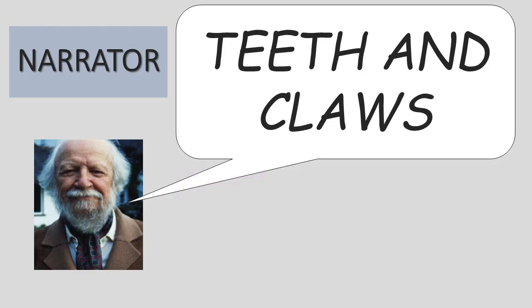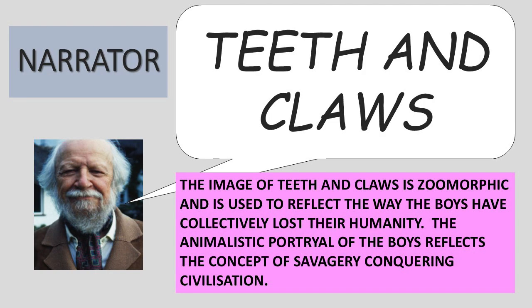Now, we need to think about some analytical things that we can say to show our understanding of this moment. The image of teeth and claws is zoomorphic, and it's used to reflect the way the boys have collectively lost their humanity. So it's a metaphor, and in this moment, the boys are being made to appear like animals. Then the animalistic portrayal of the boys reflects the concept of savagery conquering civilization.